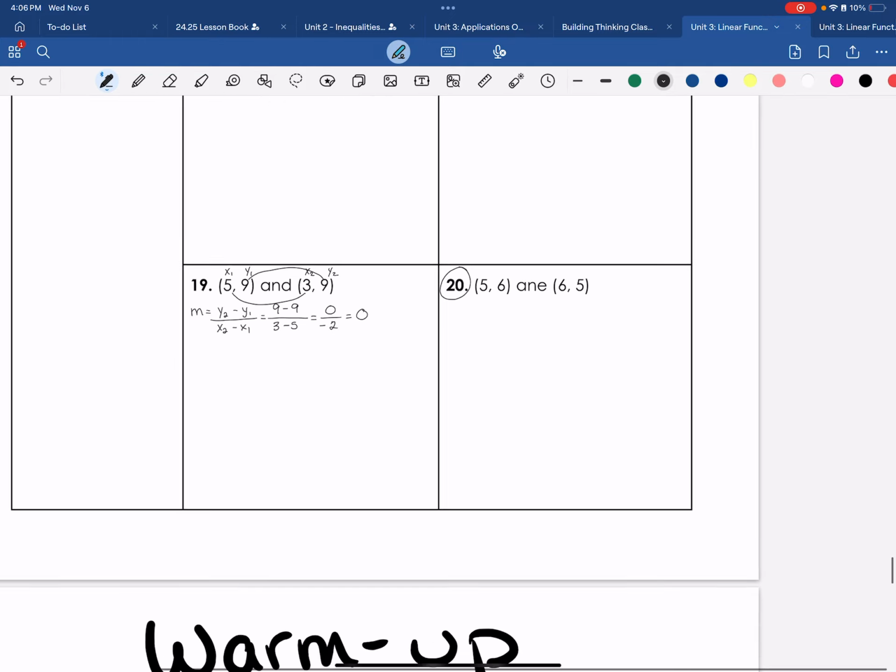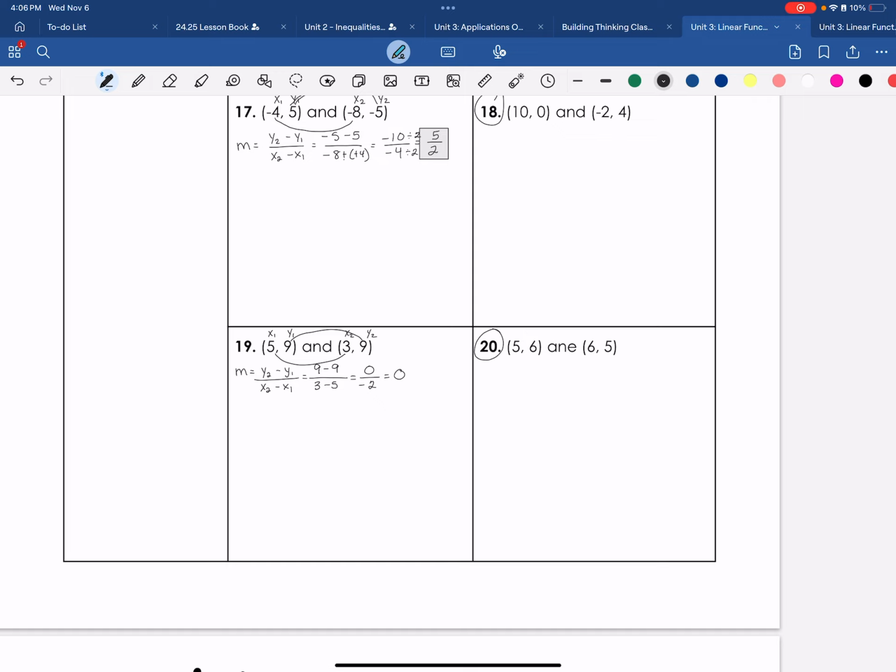All right, so you have a Delta Math to work on now, and then we will regroup next class and look at some applications of these slope problems.